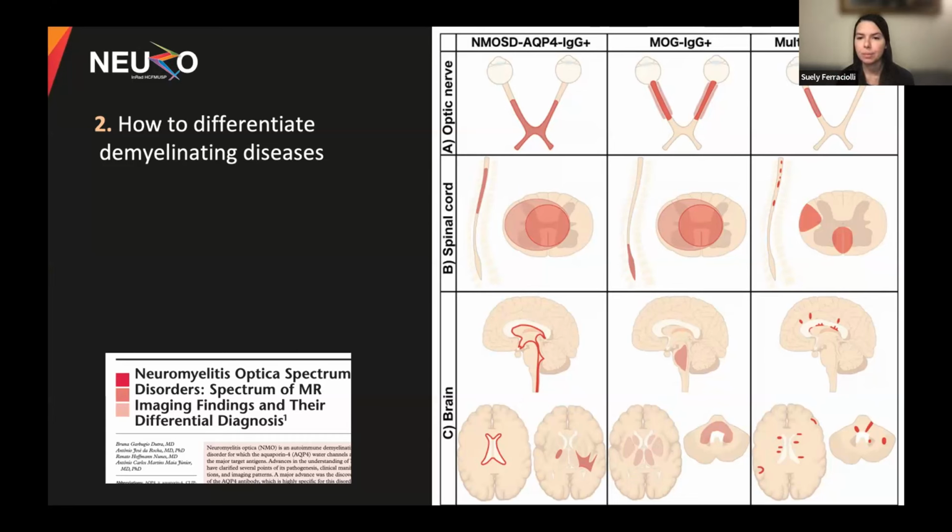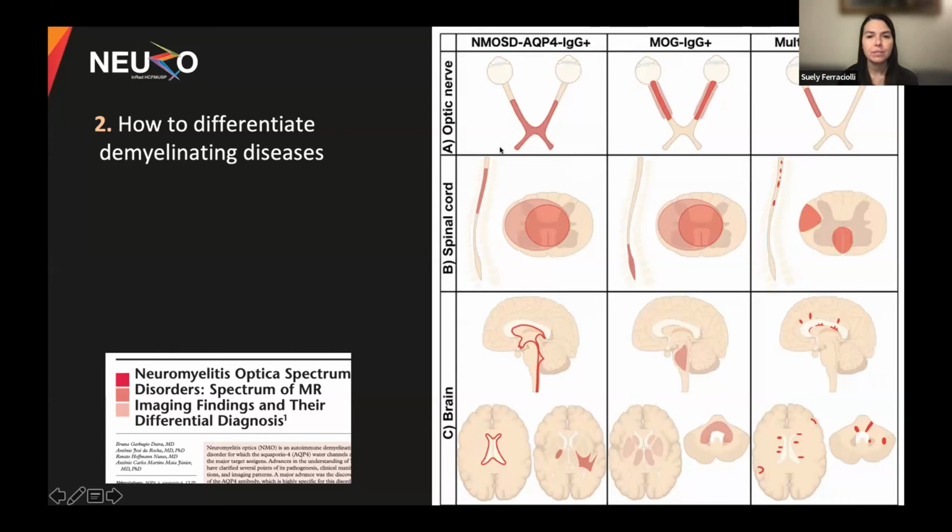So if you see that, you think, probably this is MOGAD, because this is a very particular appearance for MOGAD. NMOSD may pretty much be a differential diagnosis, and you know that in some cases we do have NMOSD with MOG antibody. So you need to think about this when you see this pattern of involvement of the optic nerve and chiasm, usually the posterior part of the optic nerve.